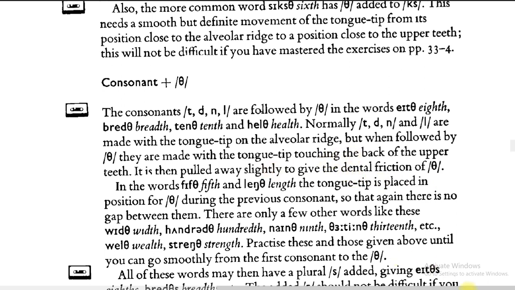Okay. Other examples. Here we have another example, fifth. This is not an example for the case, but it is showing that when we don't have the position for these sounds, the f sound is not one of these sounds. How do we pronounce the word fifth, fifth, or here, length.